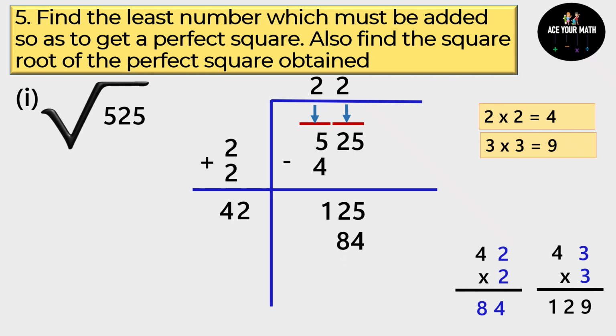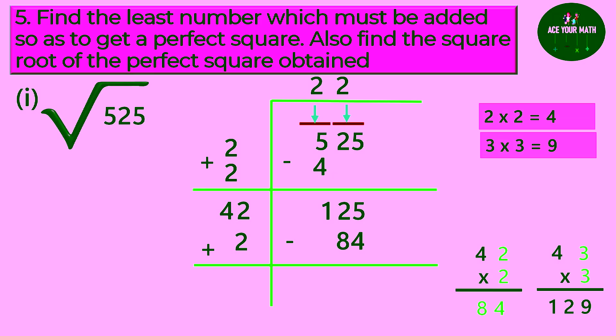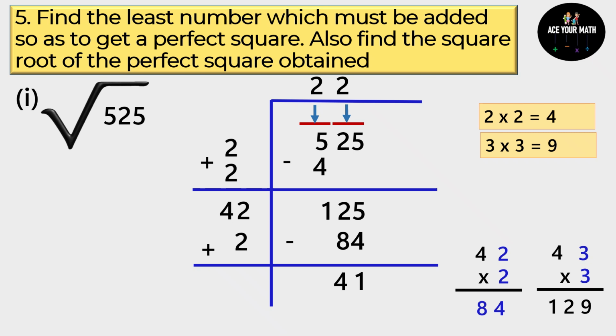42 times 2 is 84, you will write. Now the same 2 you will add on the left hand side. And 84 you will subtract from 125. See, when you subtract 84 from 125, you get 41. And on the left hand side, you can complete the addition that will give you 44. Now, since there are no further groups to be solved, you can clearly see that there is a remainder. See, the remainder here is 41.